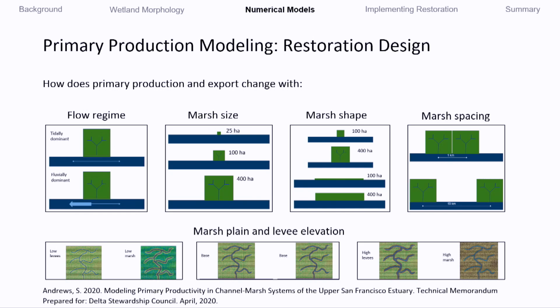This model, like I said, was roughly calibrated for First Mallard Branch, but it hasn't been rigorously calibrated and validated. But with a model like this, we can look at things like if we change the marsh design, if it's in a fluvial system versus tidal system, if we change the size, the spacing of the marshes, the shape of the marsh, marsh plain elevations, how do all these things affect primary productivity? And we found that these different scenarios or restoration designs can have either small or pretty significant outcomes on the production within the marsh system and the export out of the marsh.